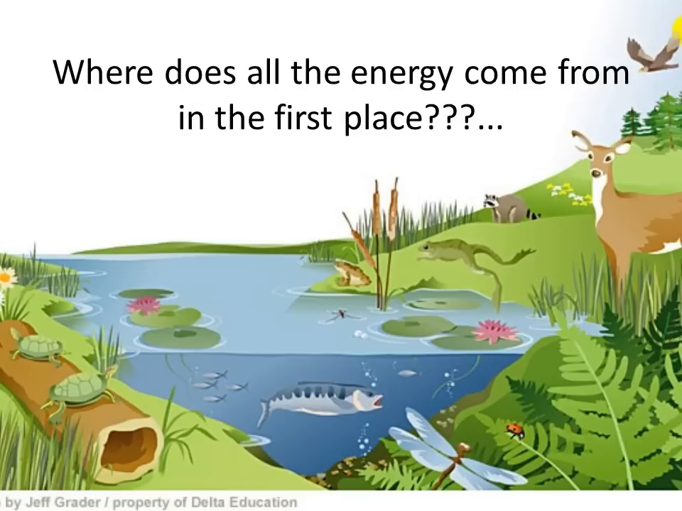It's really important to think, okay, we've got all those producers on the bottom, right? Where do the producers get their energy from? So where does all the energy come from in the first place? And this is the answer to the question, where does all the energy in the whole world come from in the first place? Can you think of the answer? The sun! Yes, the wonderful sun provides all of the energy for our entire world.